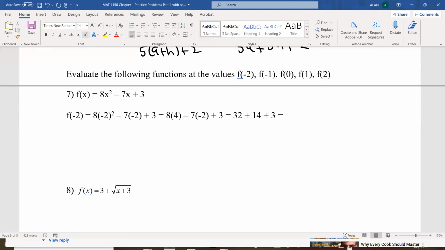49. Wait a minute. Hold on a second. 2 minus 7, -2 plus 3. I want to make sure I didn't goof it up. 8 times 4 minus 7, -2 plus 3. And that would be 32 plus 14 plus 3, 49. Okay.